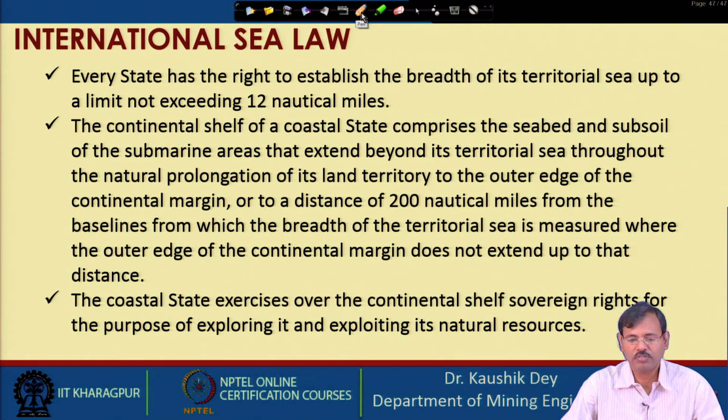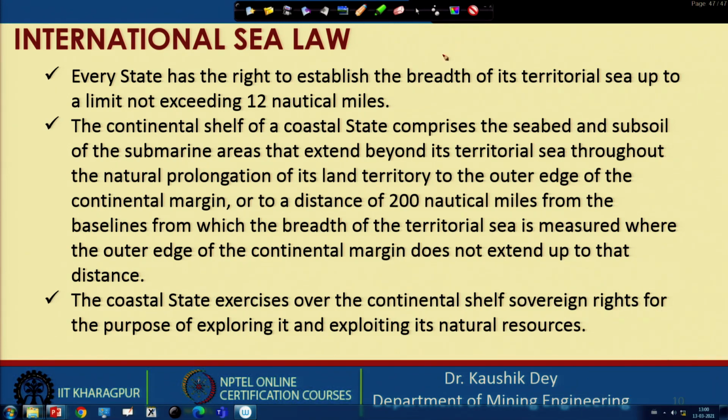Before this, let us first understand what the international sea law is. Sea laws have been coming out from the 1950s onward after the Second World War, but one global understanding was made in 1982-84 onward, and at that time a number of common understandings were made. One of these is that every state has a right to establish the breadth of its territorial sea up to a limit not exceeding 12 nautical miles.